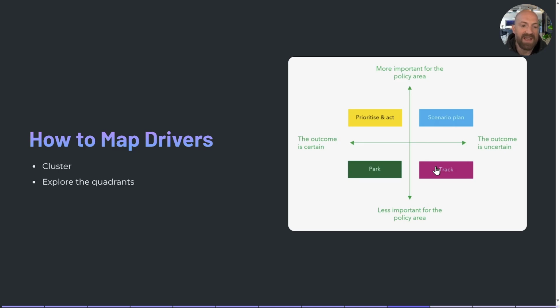If it's important and not so certain, then that's something we can work on with scenario planning. So we're still working on that area, but we're not looking to implement things immediately, but we are looking to prepare for them. And for drivers that are less important, we either park them or track them. So if they're not that important and they're not that certain, we make a note of them, but we don't really work with them. But if they're not that important, but still quite likely to happen, it's worth keeping an eye on, so they're worth tracking.